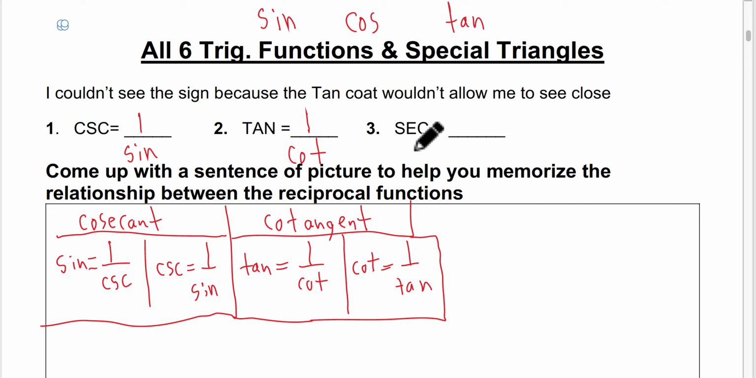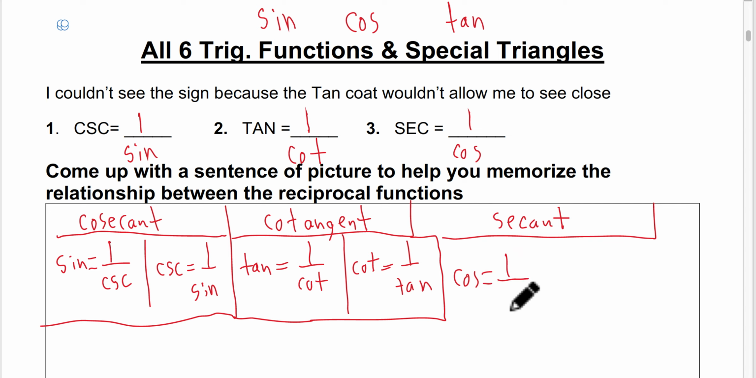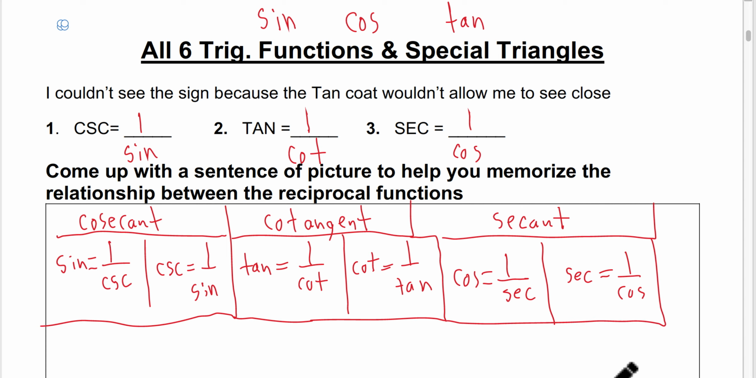And last but not least, secant is equal to 1 over cosine. So if I've got secant here, that means that cosine equals 1 over secant, and secant is going to be equal to 1 over cosine. That's how all three of these work. They're just the reciprocals or the flips of them.